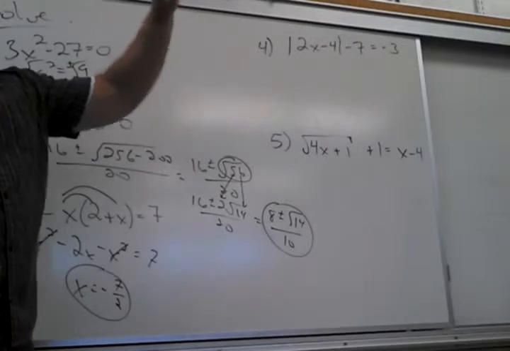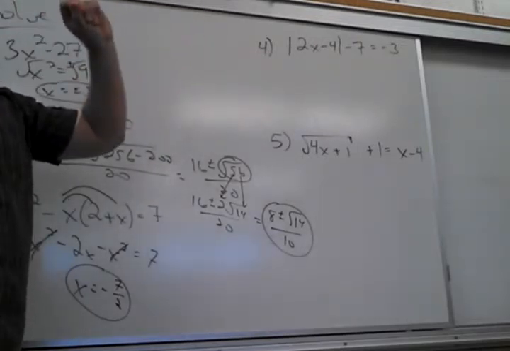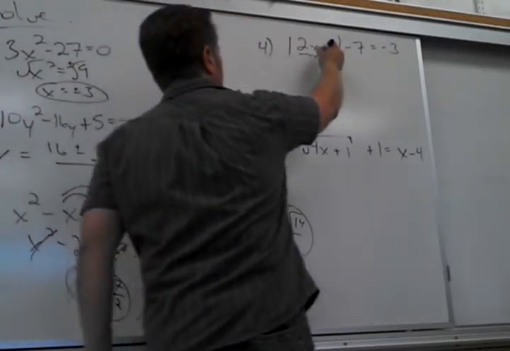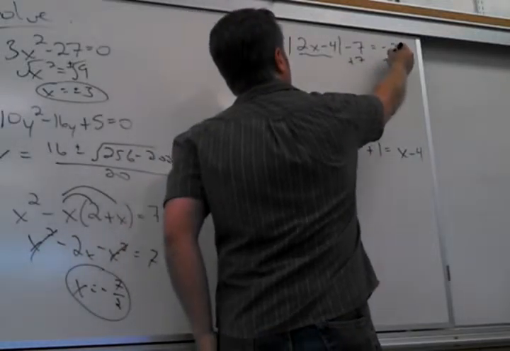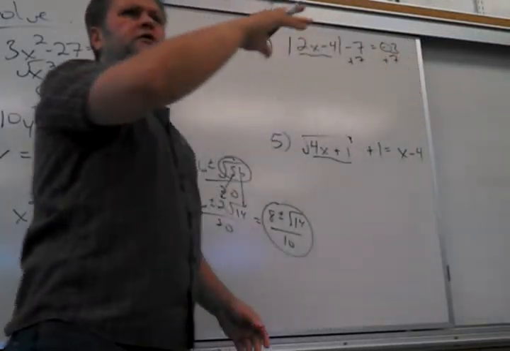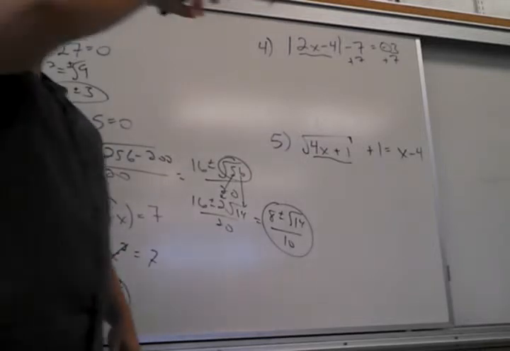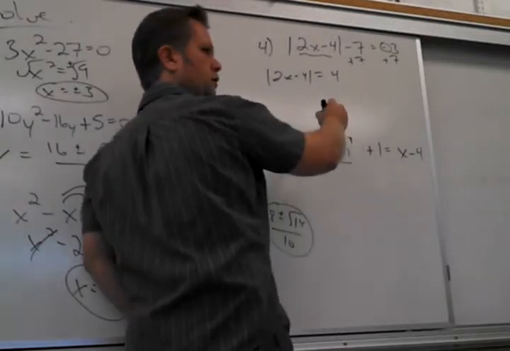4 and 5 have a similar theme. The first step in both of them is to isolate where your variable is, or at least where your variable is stuck. So the first thing I want to do here is add 7. You can't just stop and say, oh, it equals a negative, so there's no answer. No, it doesn't equal a negative. I don't know what it equals yet. So now I have that equals 4.